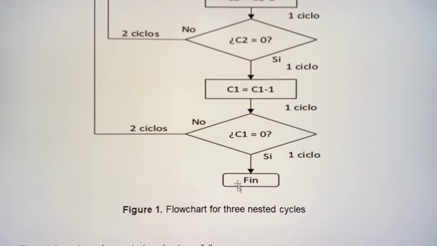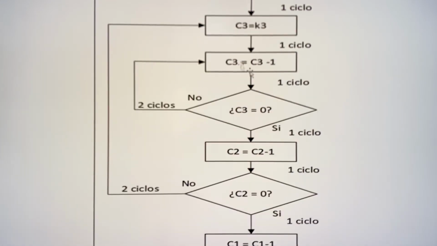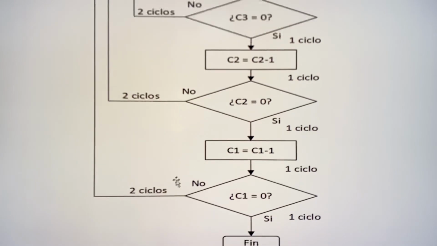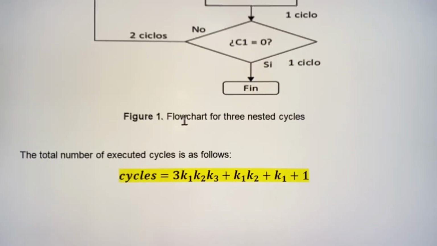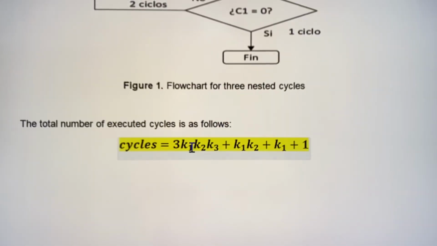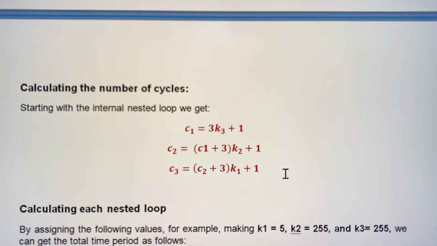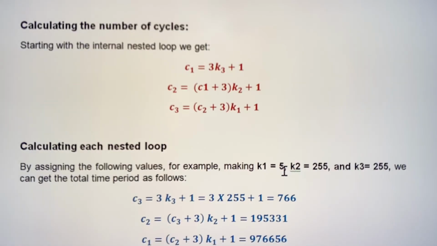So this is the end, and you see we have nested loops because this loop is nested into another external loop, and these 2 loops are nested into another external loop for C2. So we have 3 nested cycles, loop cycles. The total number of executed cycles is as follows. So it's 3 times K1, K2, K3 plus K1, K2 plus K1 plus 1. And calculating the number of cycles, how to calculate them is done this way.